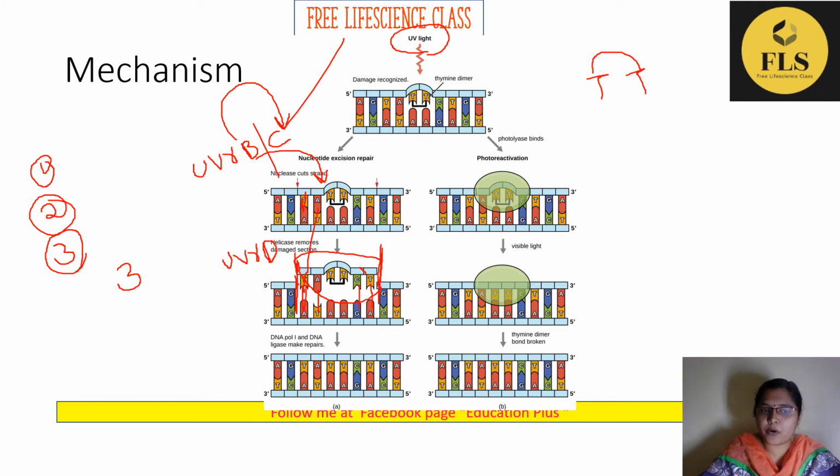Then DNA polymerase 1 will come and bind to the free 3-OH and add the bases to the DNA. This is the process of the nucleotide excision repair mechanism. So once again, we can explain all of the process again.